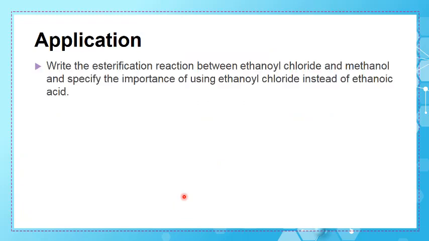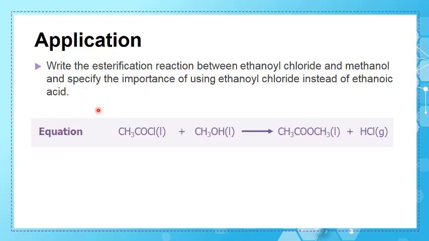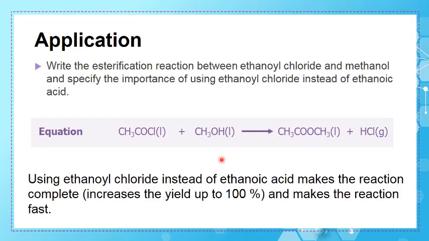Let's do this application without any pause. I want you to write the esterification reaction between ethanoyl chloride and methanol. So it's an alcohol and a derivative of carboxylic acid. Automatically, it's esterification. And specify the importance of using ethanoyl chloride instead of ethanoic acid. It's a typical question. So here is the reaction and here is the importance.